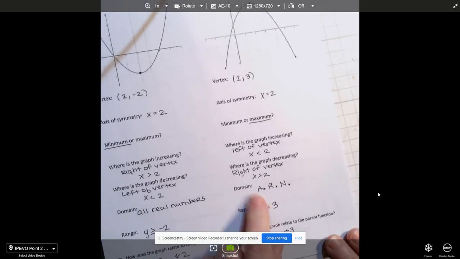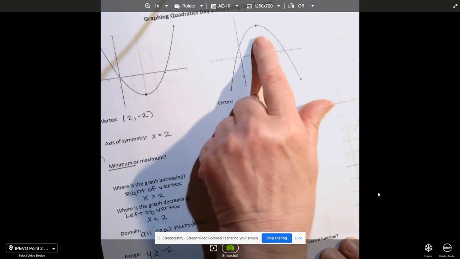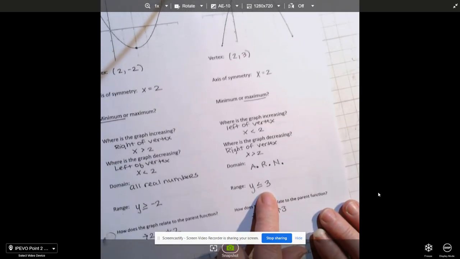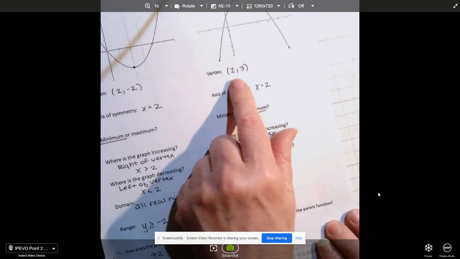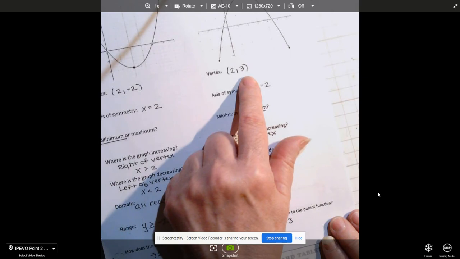Again, my domain is all real numbers. My range, everything is below my vertex here. So my range is y is less than or equal to 3. And how does it relate to the parent function? I have a horizontal shift of 2 to the right and a vertical shift of up 3.